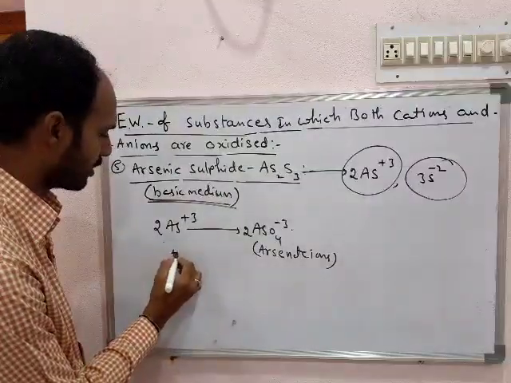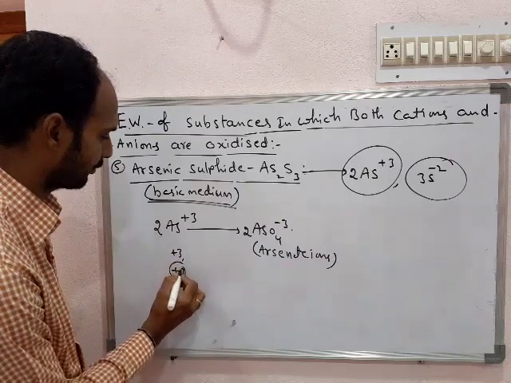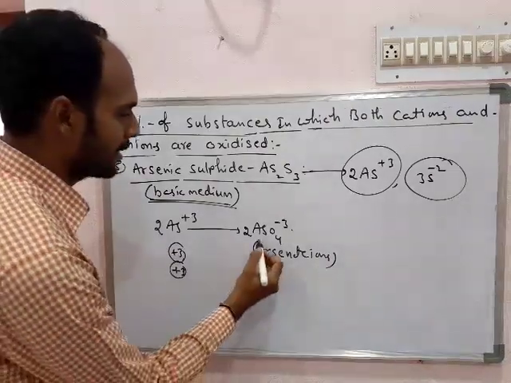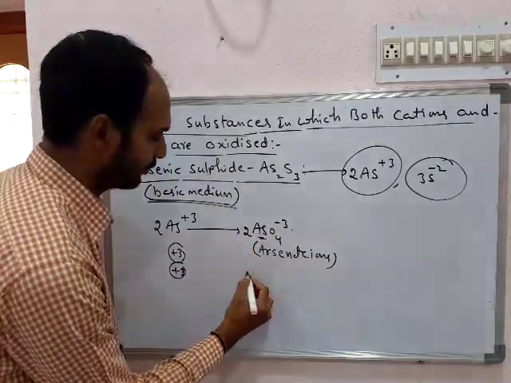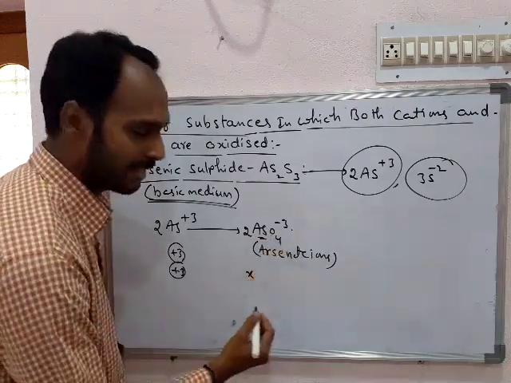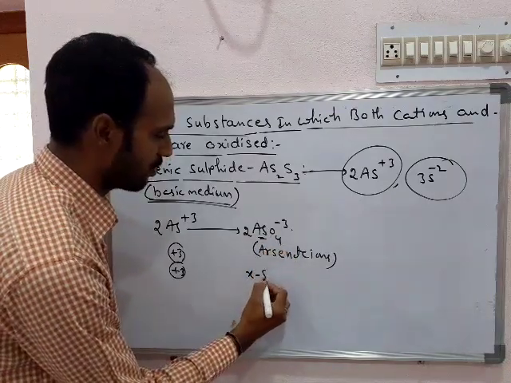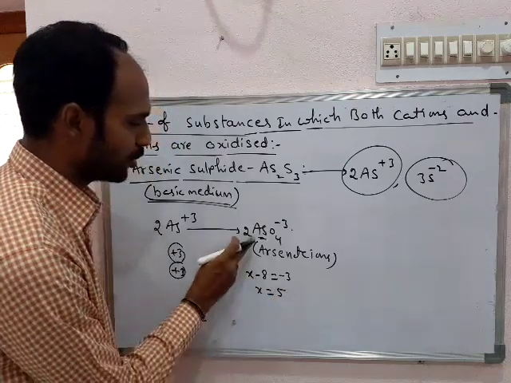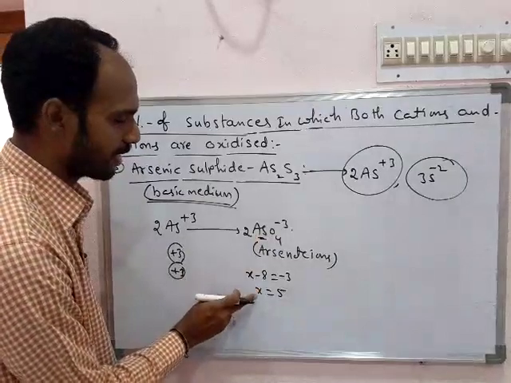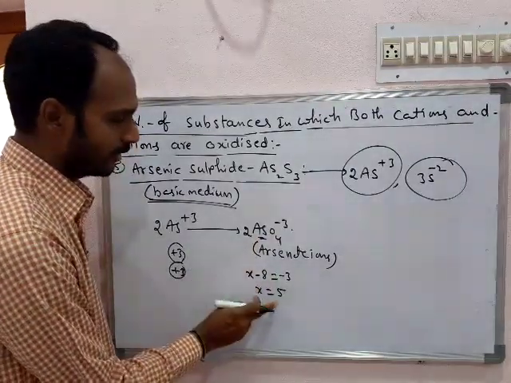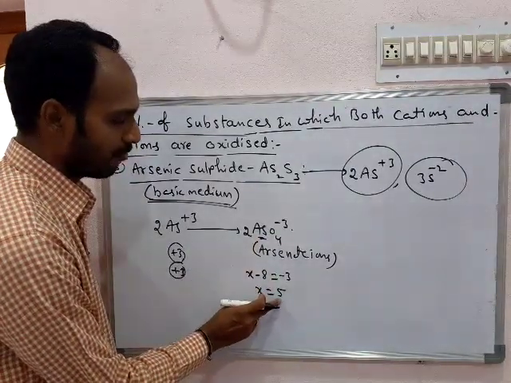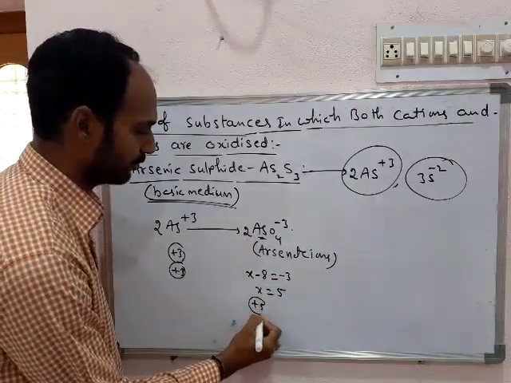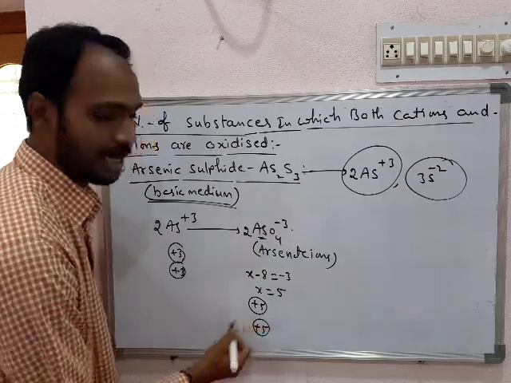Here the 2 arsenic ions are +3 and +3, meaning 2 arsenics are present in a +3 form. Now what is the oxidation number of arsenic in arsenate? X. Each oxygen carries generally -2. The 4 oxygens are -8. Here X equals 5, meaning each arsenic is present in +5 form, so +5 for one arsenic and +5 for the other.